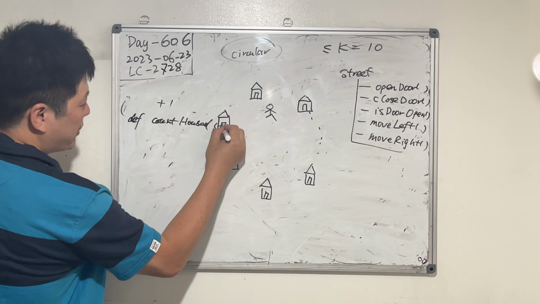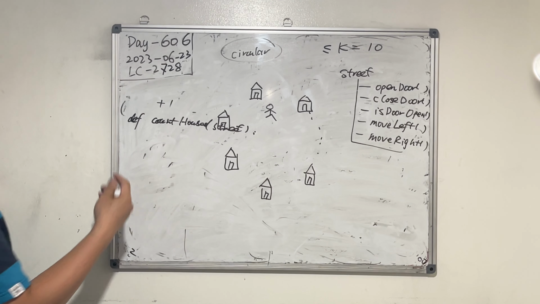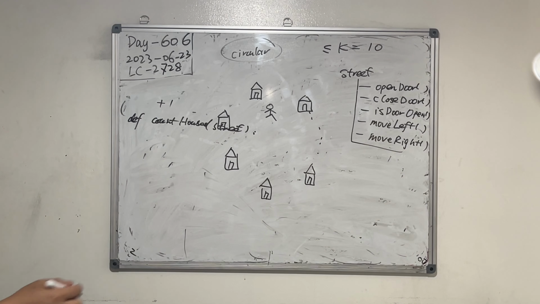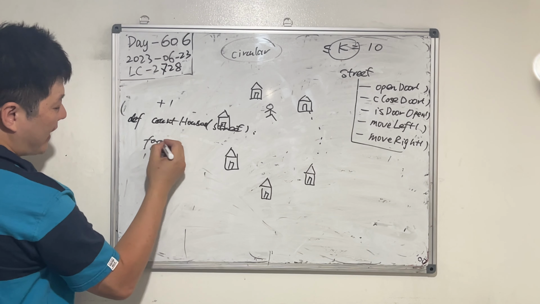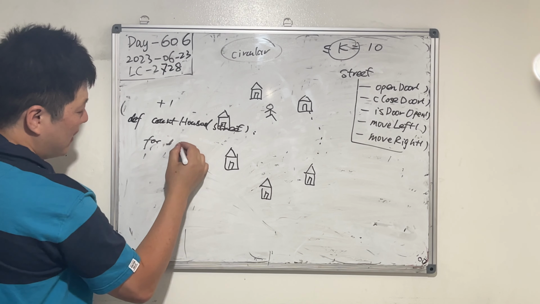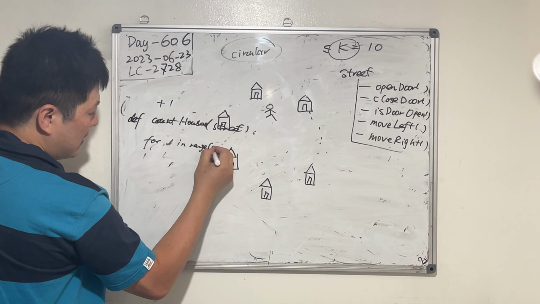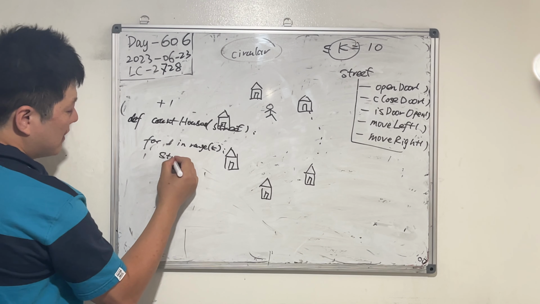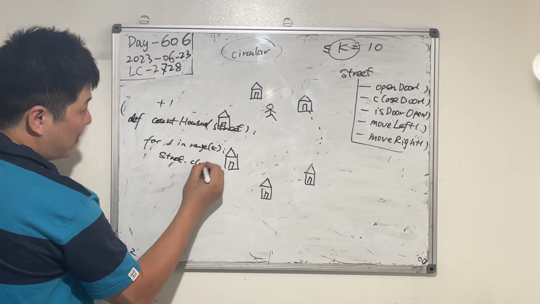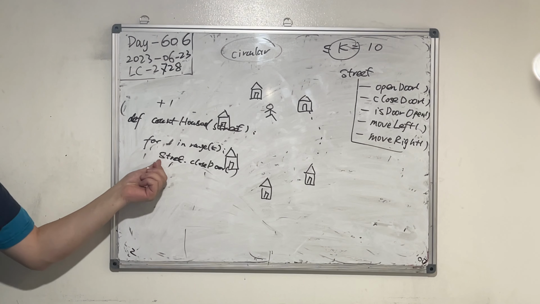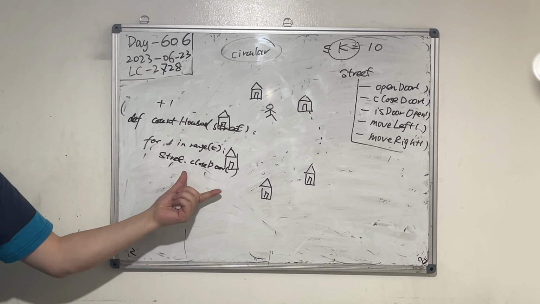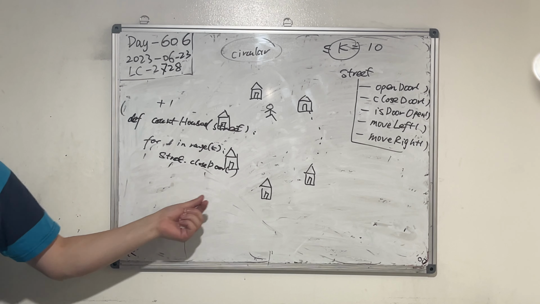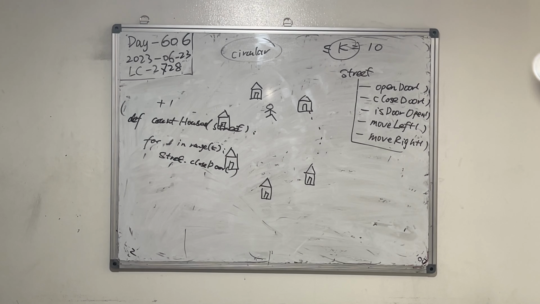We're given a street object. At the beginning, we need to make sure all the doors are closed. As we know, there are no more than k houses, so we can go through k times, right? For _ in range(k): street.close_door(). If street.is_door_open(), then we close it, okay? But for now, we can just say street.close_door(). I guess it's fine to close a door which is already closed. Am I right? Yes.